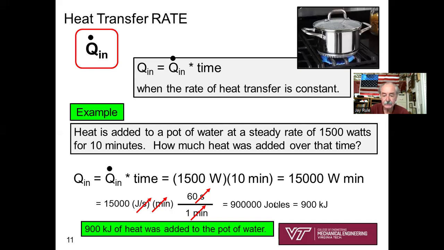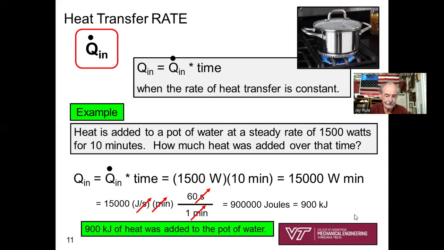900,000 joules. And right, that's a lot of zeros. So as an engineer, I'm going to slip that decimal 3 places to say I've got 900 kilojoules of heat. 900 kilojoules of heat was added to the pot of water over the 10-minute time period.